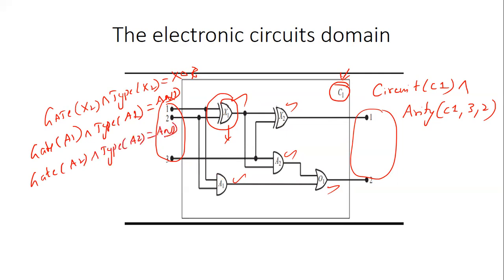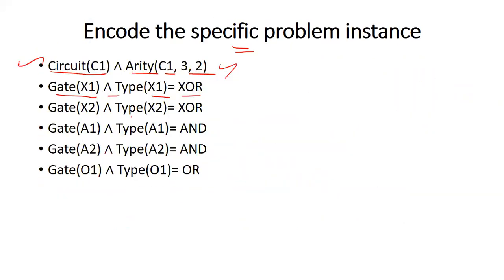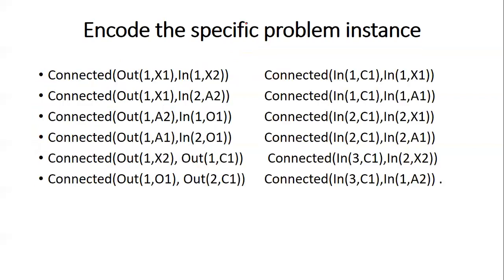This is specific knowledge for this particular problem. And gate of O1 and type of O1 is OR. So that also we are representing. Now at the top level we have specified the circuit, and we have specified the individual gates. Apart from this, we also have to specify the connectivities. This also comes under encoding the specific problem instance.